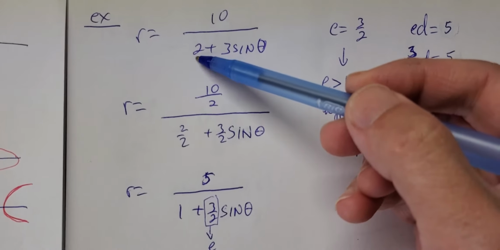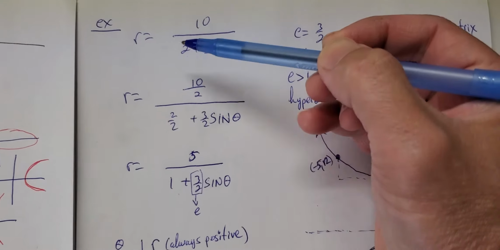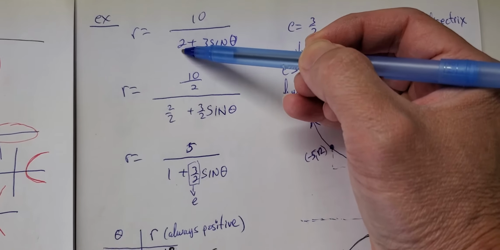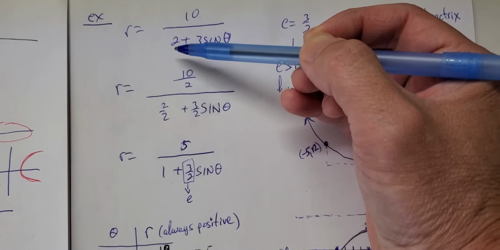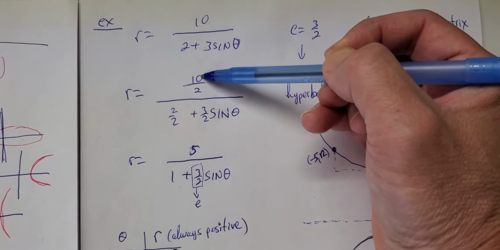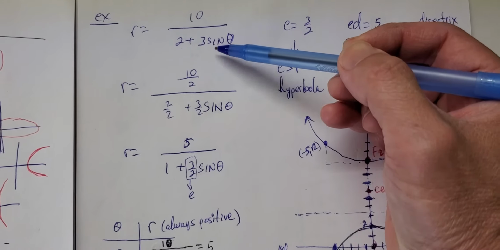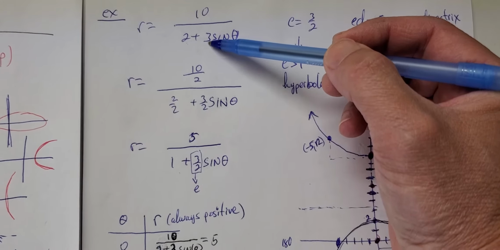Okay, so same rule applies. We need this 2 to be a 1. So whatever that number is, divide by it. If this was 5, divide by 5. If this was 11, divide by 11, and so on. Here it is 2, so divide by 2. So 10 divided by 2, 2 divided by 2, 3 sine theta divided by 2, to all of the terms.